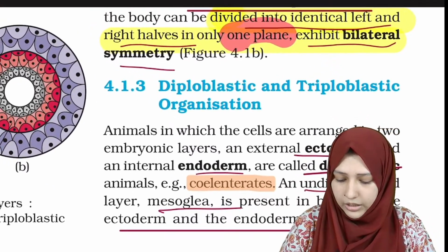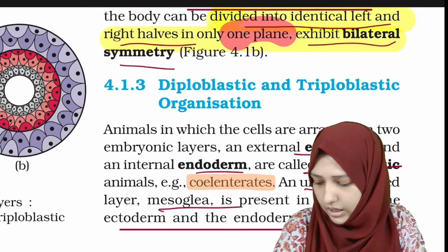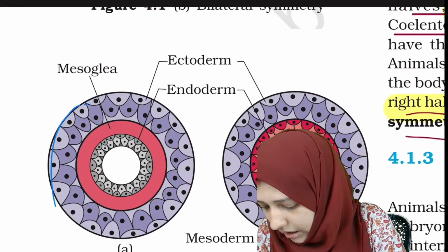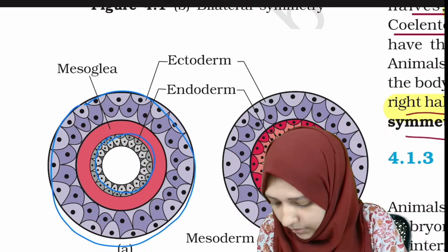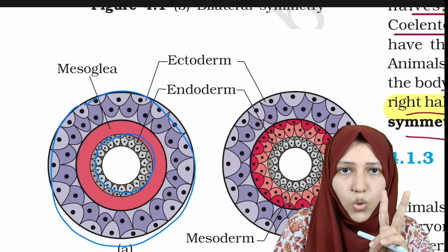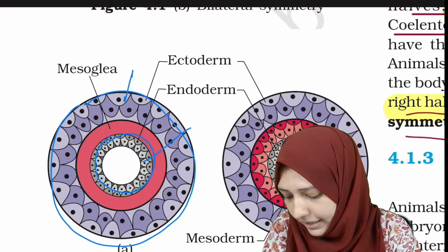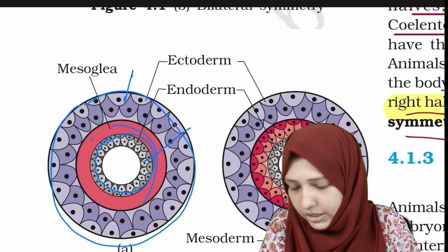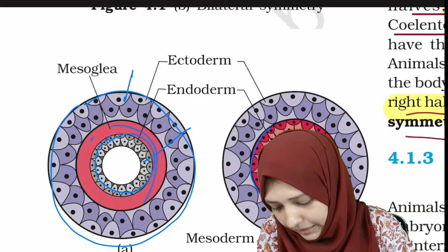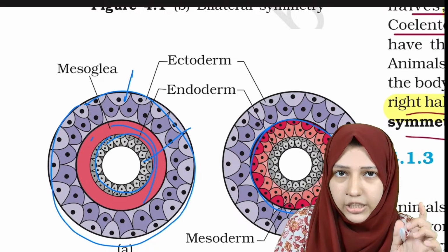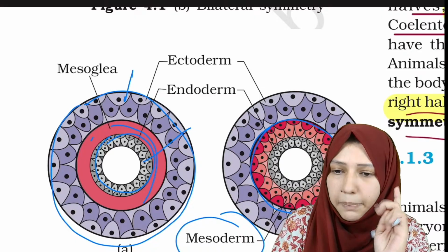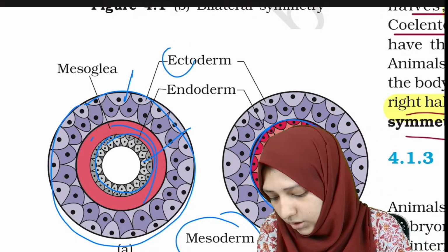Means if the animal is arranged with the germinal layers, outer ectoderm and inner endoderm, then it is known as diploblastic. Means two cell layers are there, outer ectoderm and inner endoderm, and in between them there will be a mesoglea. Clear? Okay. If the middle layer mesoglea is also differentiated into a cell layer which is known as mesoderm, then it is triploblastic. So diploblastic is two cell layers, one is ectoderm, one is endoderm.